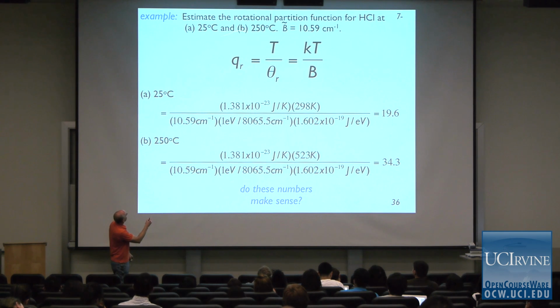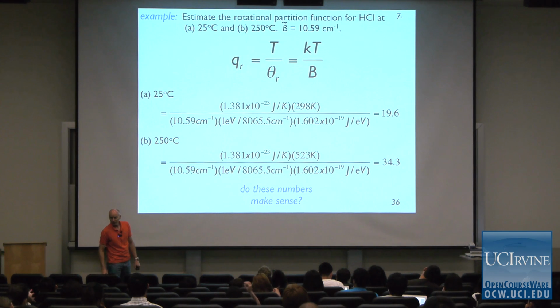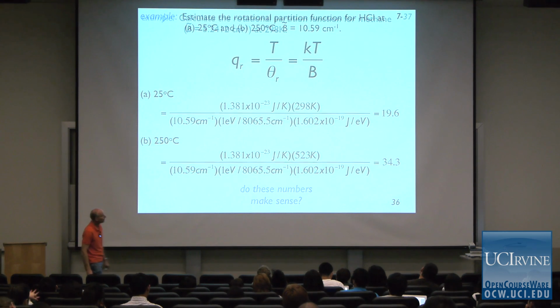Notice that 250 is not 10 times 25 in Kelvin units. It's about a factor of 2. And that's also what we see here. So we probably didn't make a math mistake here.